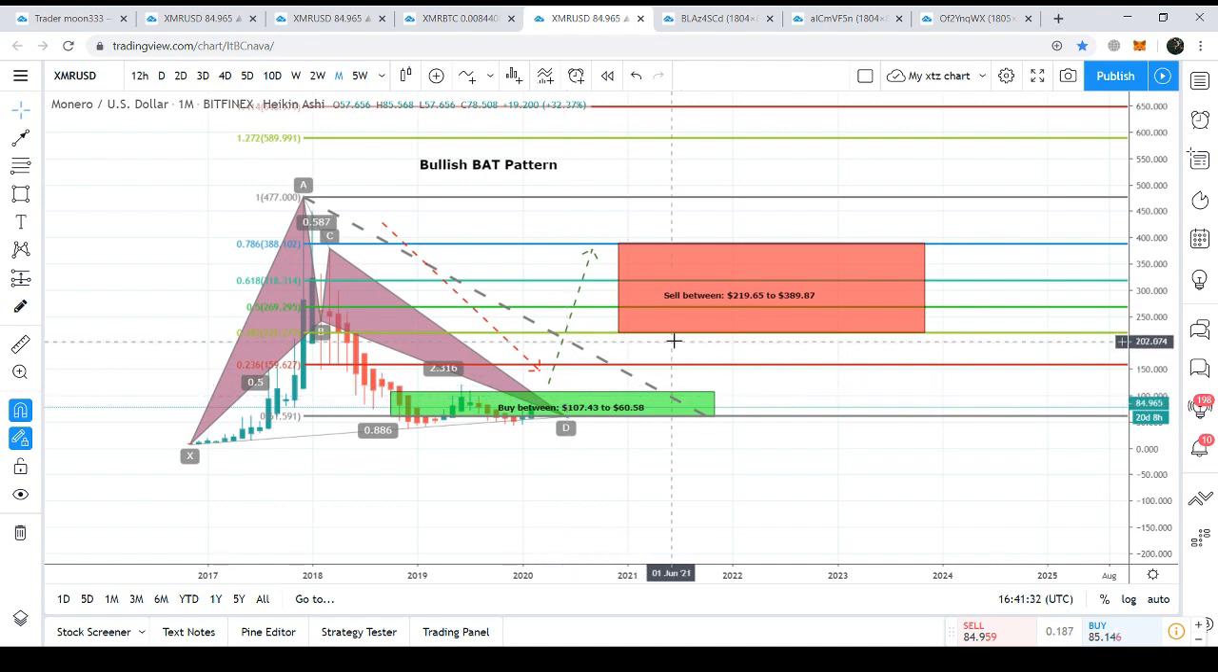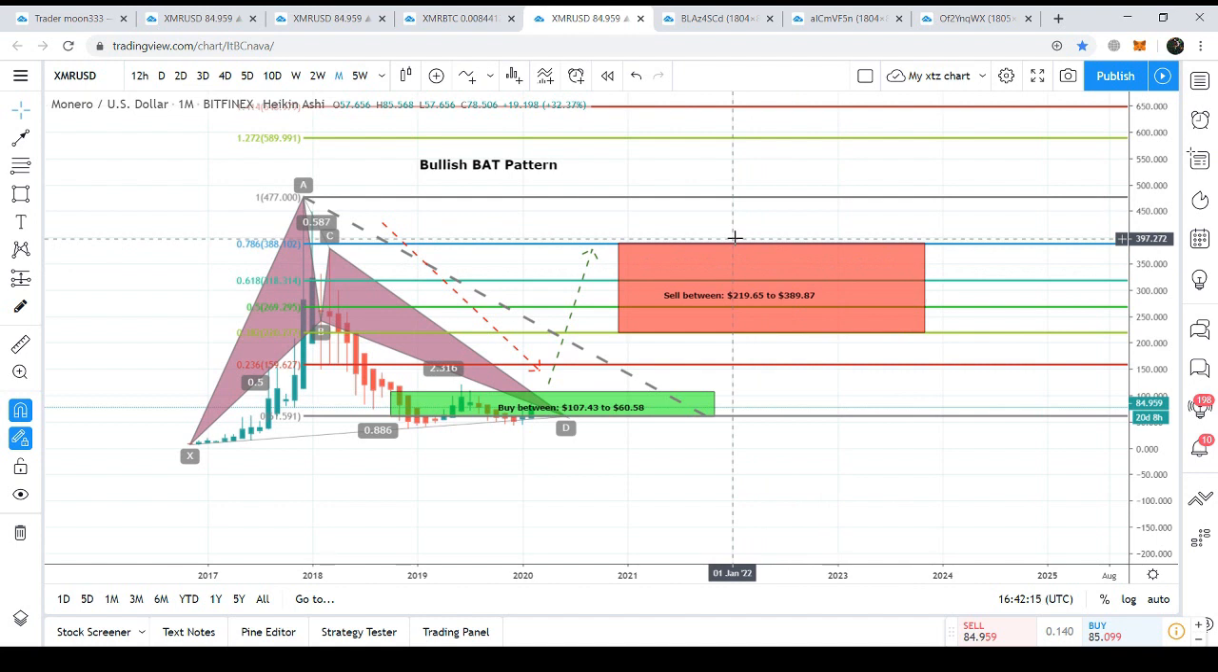Realistically, if we see where the price action can move, then we can see that the price action can easily move between 0.382 to 0.786 Fibonacci projection, and this is the Fibonacci projection of the A to D leg. So the price action can easily enter this zone, and our sell target should be $219.65 up to $389.87. It means that it has potential to give more than 357% profit. That is a very big and huge profit.